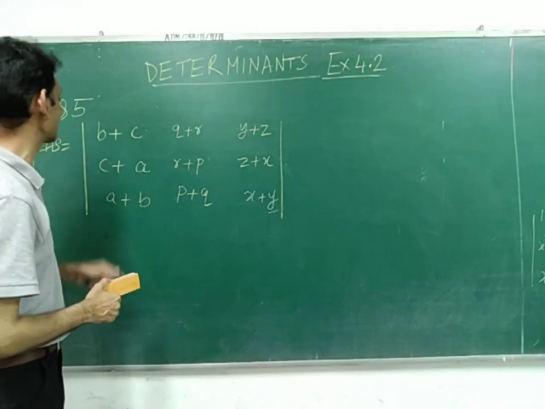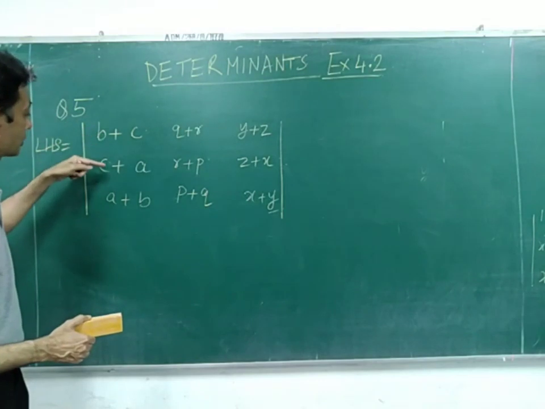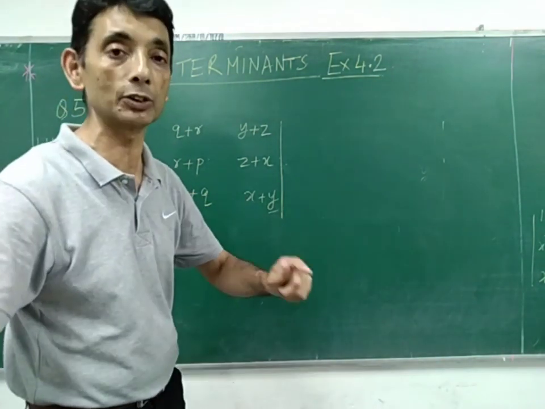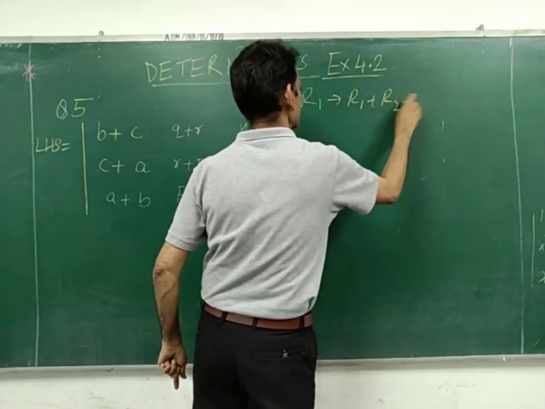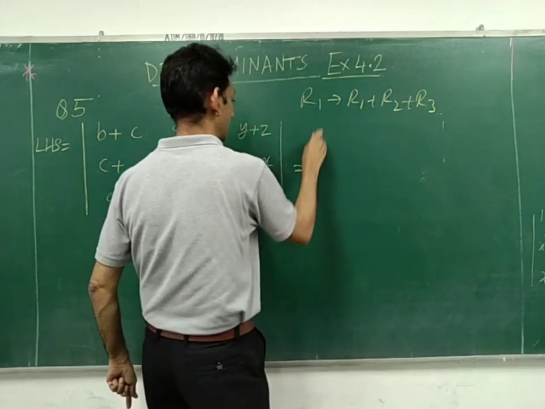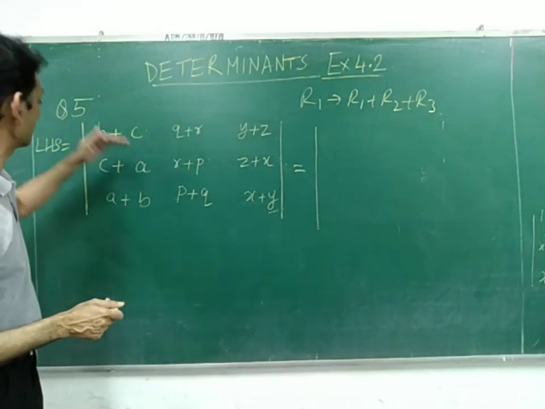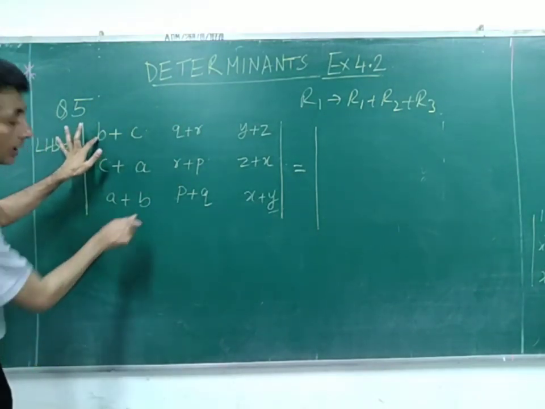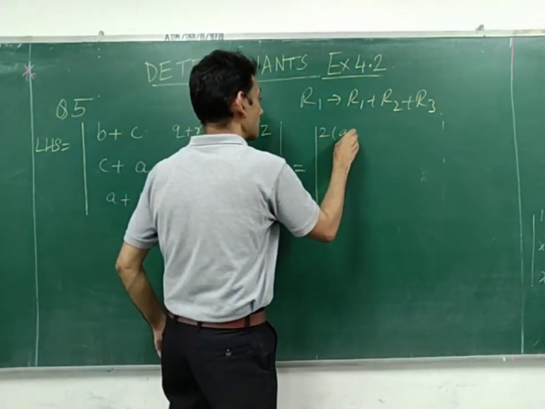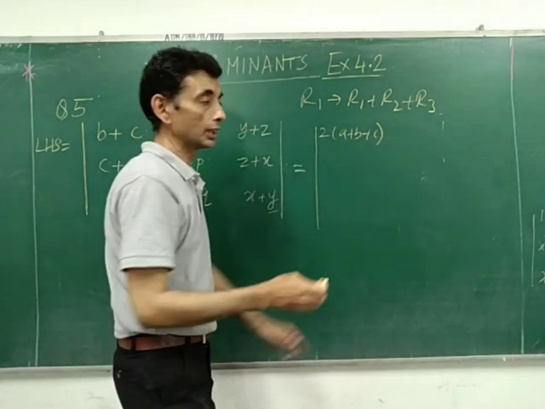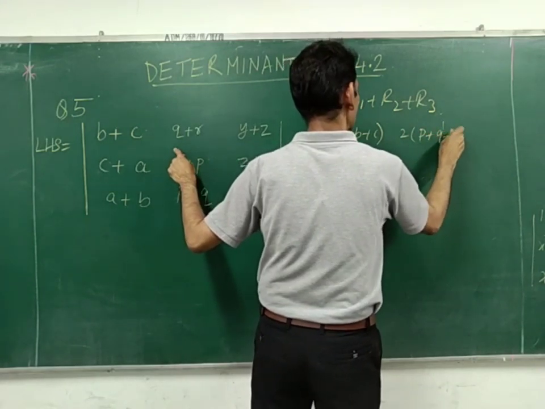So what I'm going to do is change R1 to R1 plus R2 plus R3. I'll tell you the reason why we are going to change R1. Let us write after this change. If I add R1 plus R2 plus R3, what are you going to get? There are 2B, 2A, 2C, so we get 2(A plus B plus C). Similarly, you can write the other two terms. This will be 2(P plus Q plus R).